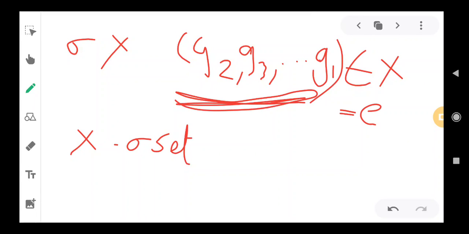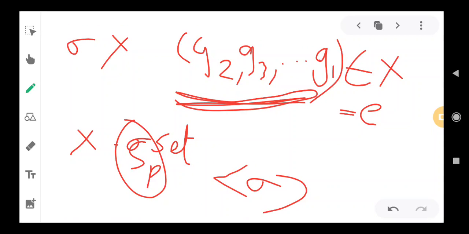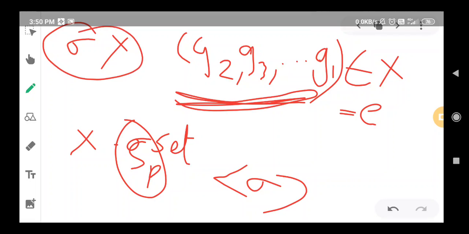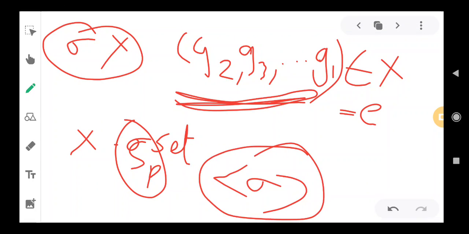We can say S_p set. We can say G set. X is a G set. Similarly, here is an S_p set. So now consider the subgroup of S_p, cyclic by sigma, because if sigma is an element of S_p, the cyclic group generated by sigma will be a subgroup of S_p. It is clear. So similarly, as sigma acts on X, the cyclic group by sigma will act on X.